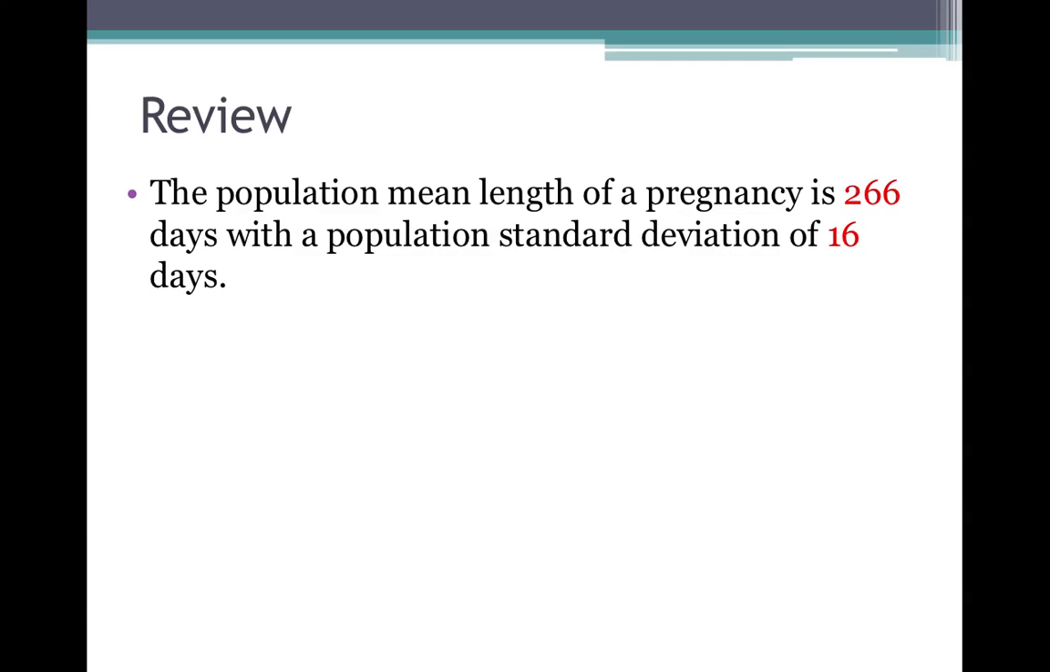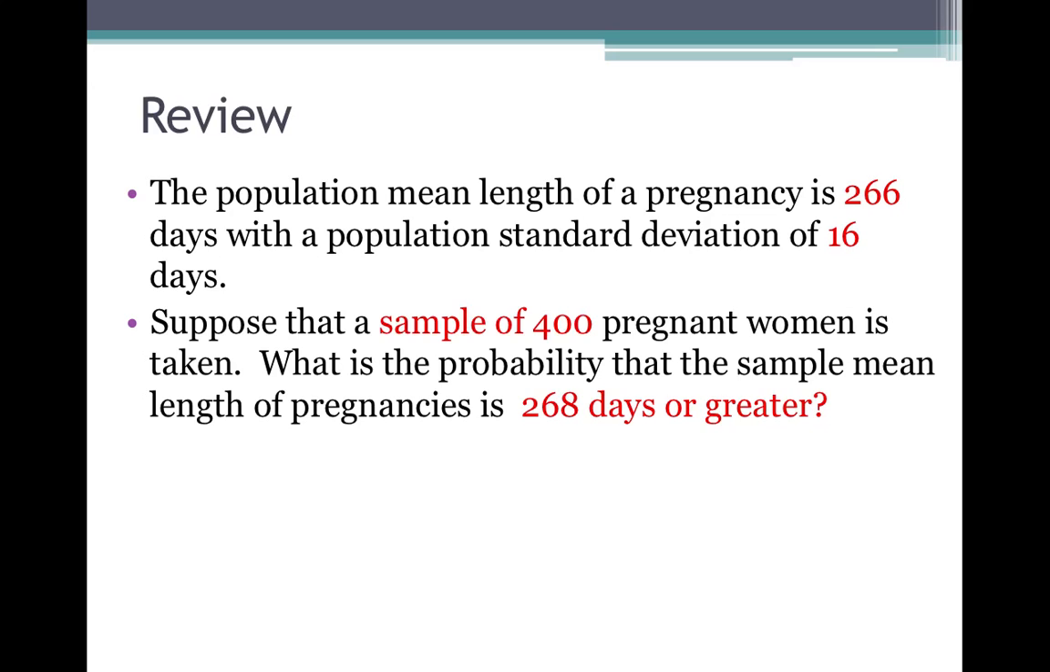Now let's move on to questions from Chapter 8. Review of questions from Chapter 8. We have the population mean length of a pregnancy, 266, and standard deviation 16 again. But what makes a Chapter 8 question different is the use of a sample, and the question is asking us for the probability that a sample mean is... Okay, so take a look at the words.